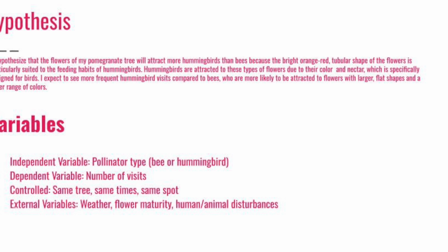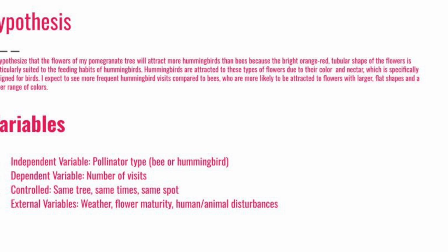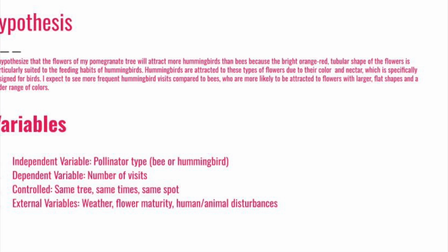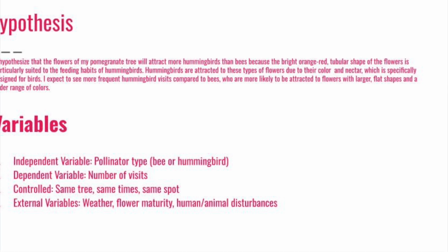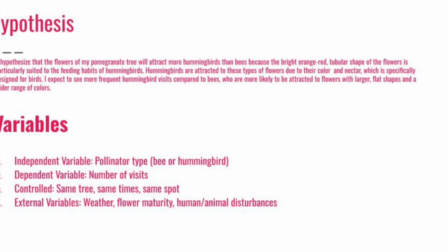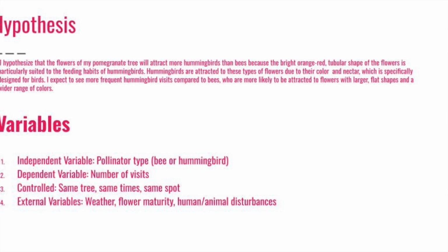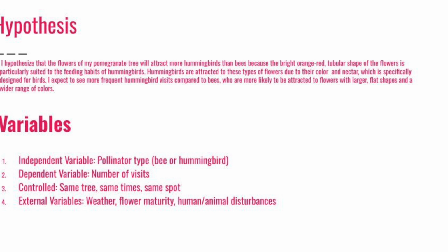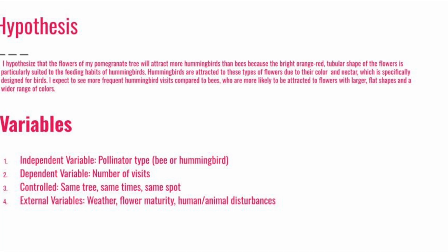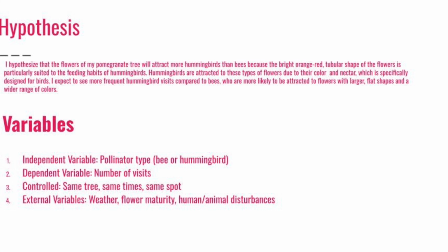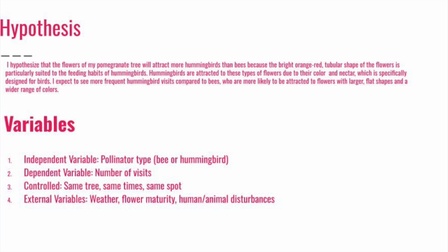So I hypothesized that the flowers of my tree would attract more hummingbirds than bees, just because of the shape of the flower and its color and its attraction, how it evolved to be mostly pollinated by birds. Hummingbirds are attracted to their flower because of the color, the nectar, and the shape of the tube, which is designed for birds. I did expect to see more hummingbirds.